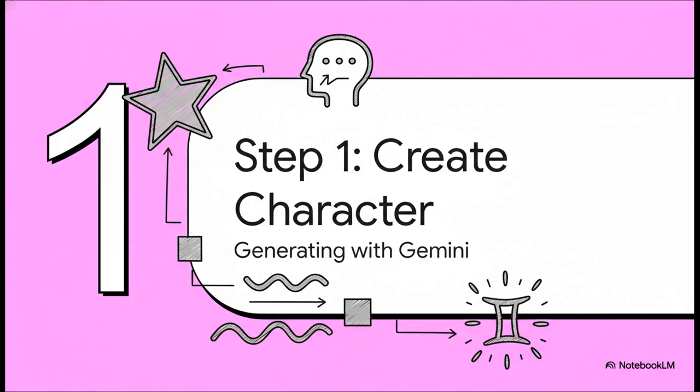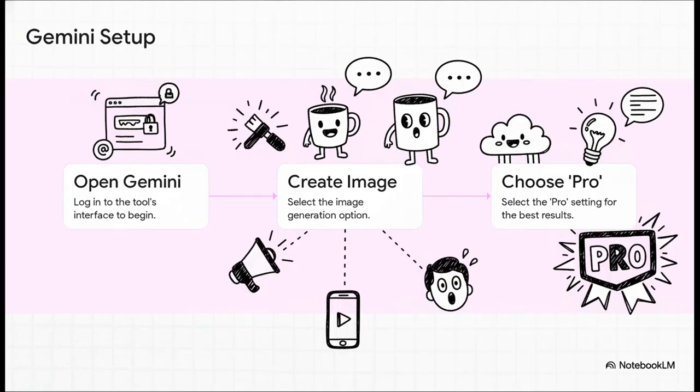Okay, first things first. Every great video needs a star. So step one is all about creating that perfect character, that static image that's going to be the face of your whole video. And for this part, we're going to be using an AI tool called Gemini. Getting started is super easy. Once you open up Gemini, you're just going to select the Create Image option. Now here's a little pro tip for you. Make sure you select the Pro setting over on the right-hand side. That's going to give you the highest quality results, and that's what we want.